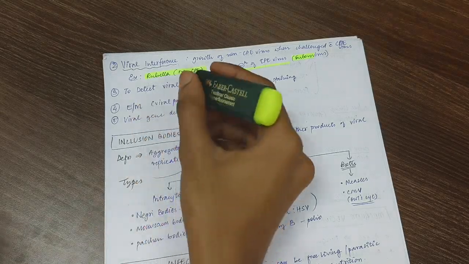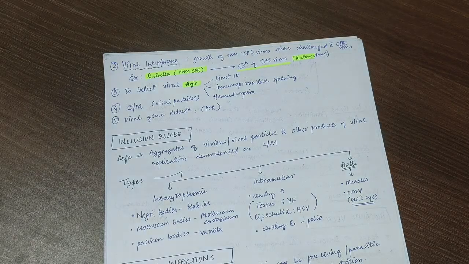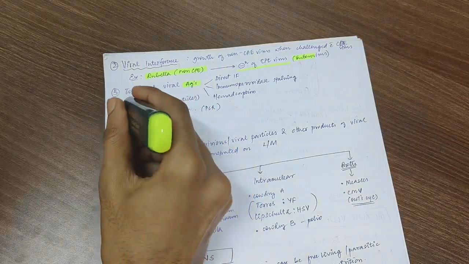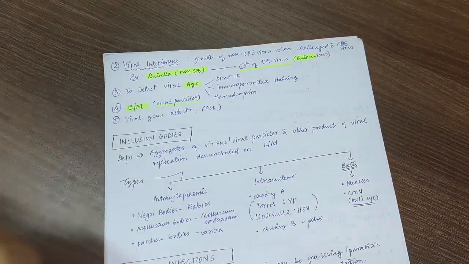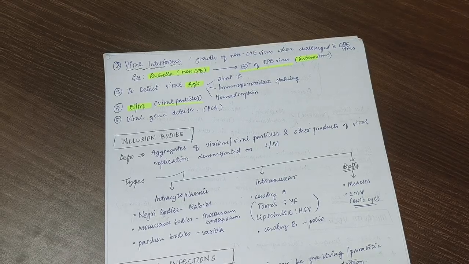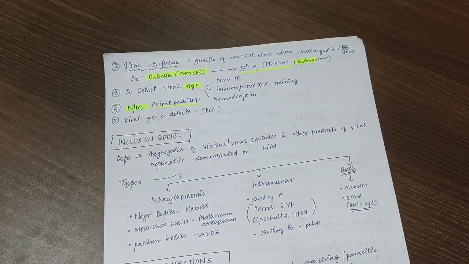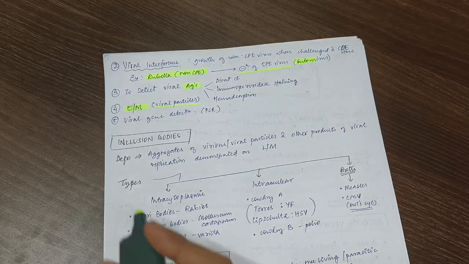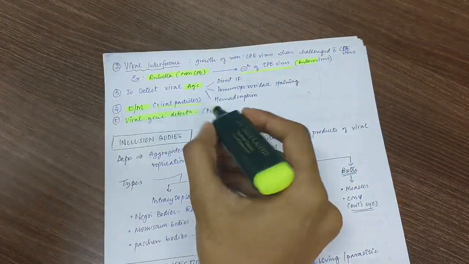Then to detect antigens, antigen detection is done by direct immunofluorescence, immunoperoxidase staining and hemadsorption. If possible, you write it, or else just write to detect the viral antigens. Then electron microscopes. In the electron microscope, viral particles are seen directly. Then viral gene detection is done by PCR.